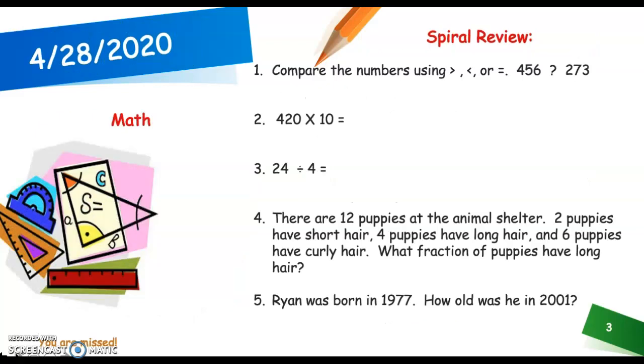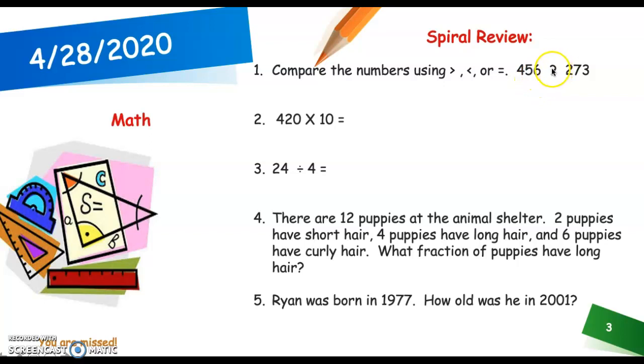All right, so for our spiral review today, you still have 5 questions that you need to answer. So let's go ahead and look at those. The first one is just like what we did yesterday, where we are deciding if we're comparing greater than, less than, or equal to. So let's look at our first problem, number 1. We are comparing 456 to 273. I put the question mark right here to let you know that you have to decide between greater than, less than, or equal to.